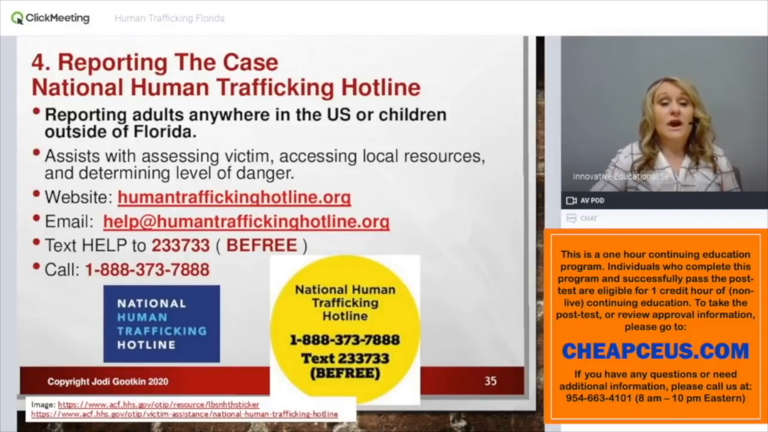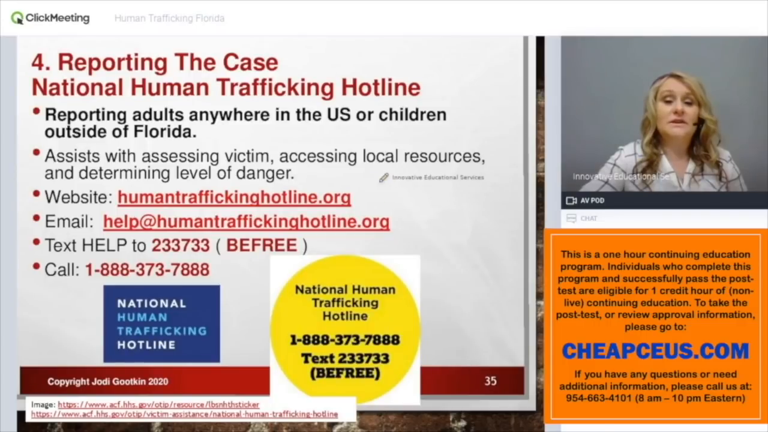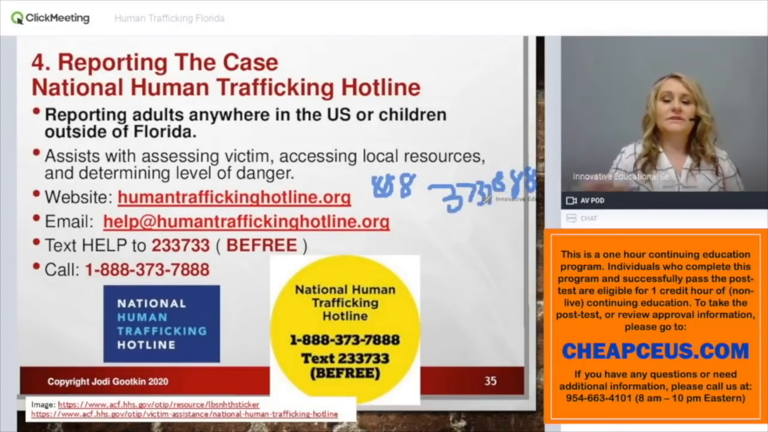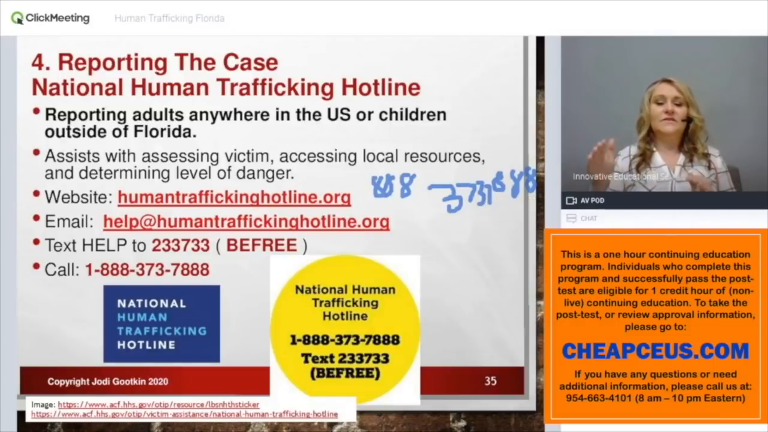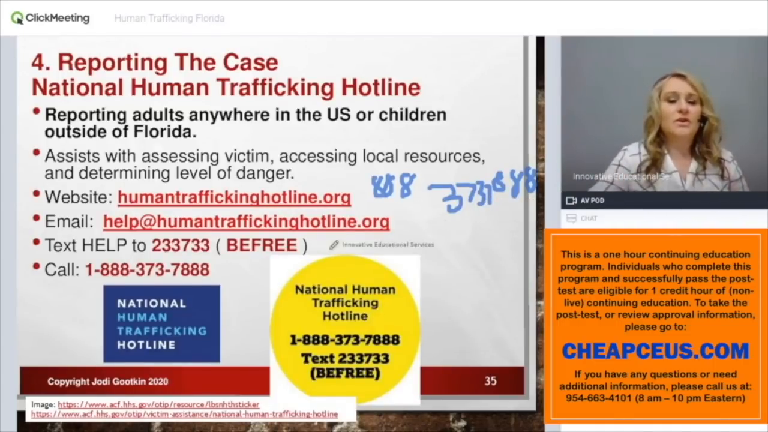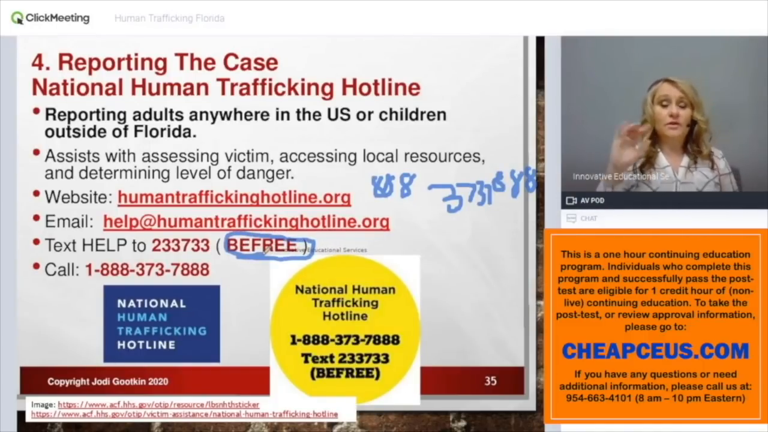In order to reach the hotline, they say the easy way to remember the phone number is 888, and then 888 on the other side of it, and inside you have 3737. So it's 888 3737 888. The other way you can remember it is "be free" if you're texting. So the phone number is "be free," and then all the individual has to text is "help," and then they will be put in touch with the hotline.